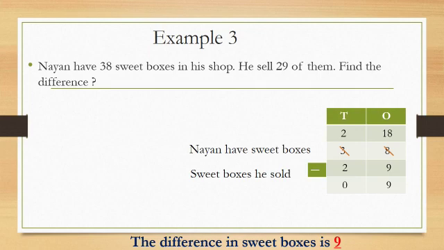So 3 will become 2 tens and here 8 will become 18. Now 18 minus 9 is possible and it has been done. That is 9. 18 minus 9 is equal to 9. In the tens column 2 minus 2 is equal to 0. Therefore, the difference of 38 and 29 is 9. The sweet boxes left with Nayan are 9.